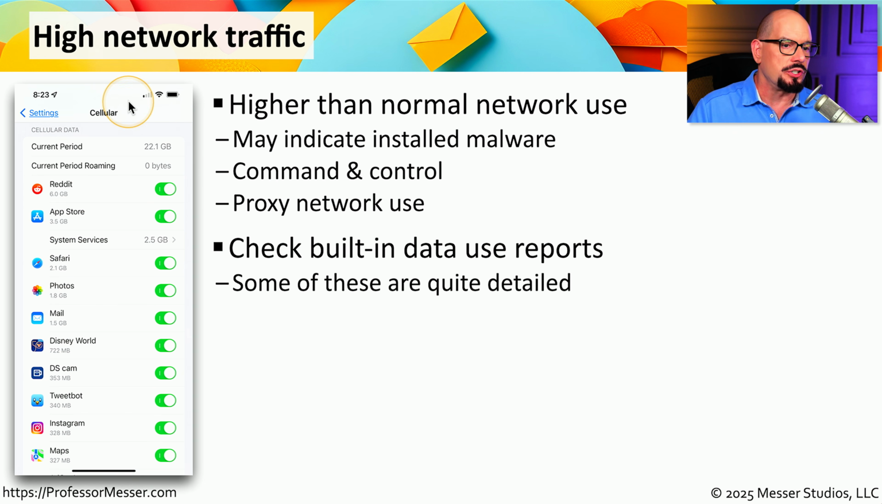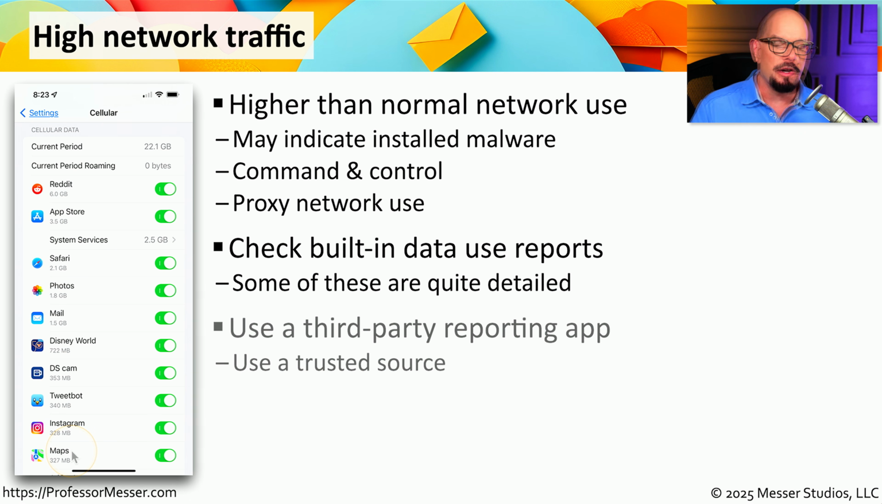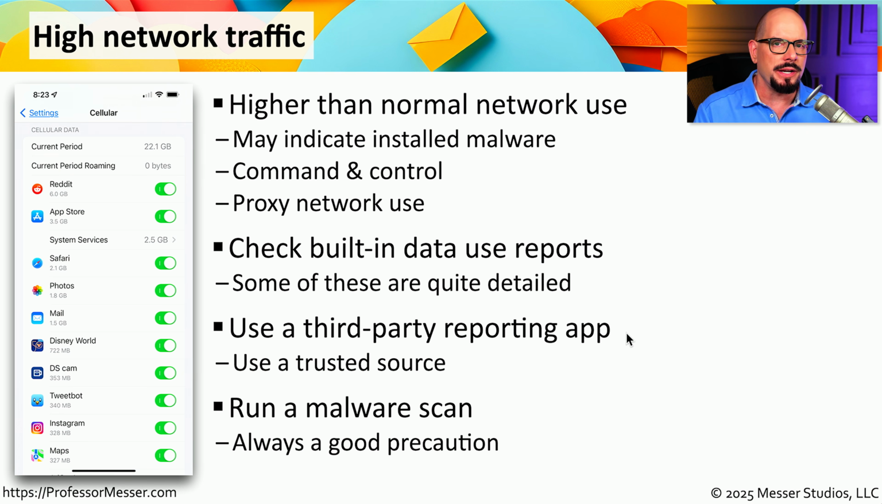Some of these reports that you'll see in your mobile device are very detailed, and you can break down how much traffic is being transferred from different network connections and be able to break this down on an app-by-app basis. There are also a number of third-party reporting apps that can break down this for you in a different form to show additional graphs and metrics. And if you're not sure if malware is your issue, it's always a good idea to run a third-party malware scan to see if it identifies anything that might not be normal on your mobile device.